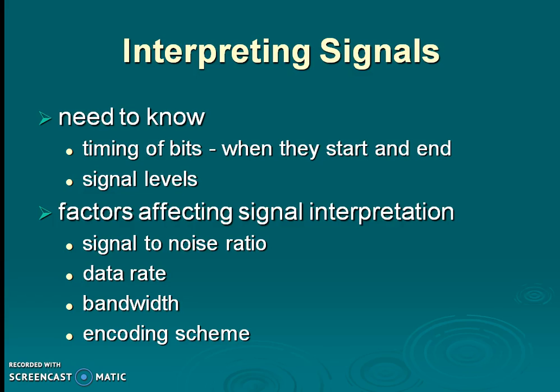Okay, factors affecting signal interpretation. What are the different factors affecting the signal interpretation? First one is signal to noise ratio, SNR. Okay, signal to noise ratio is one factor, and data rate, bandwidth, encoding scheme. These are the 4 factors that can affect the interpreting or disturbing of the signals.